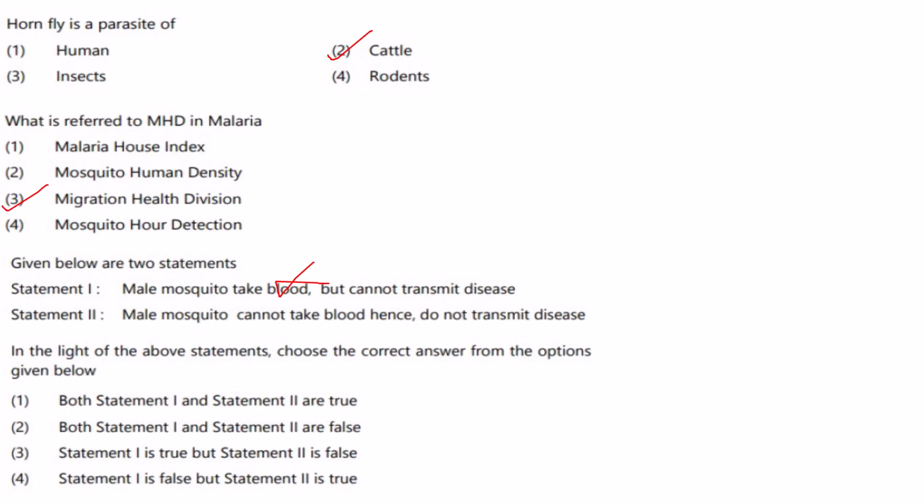Now what does statement 2 say? It says male mosquitoes cannot take blood, hence do not transmit disease. That is correct. So statement 1 is false and statement 2 is true. That makes option 4 the right answer.